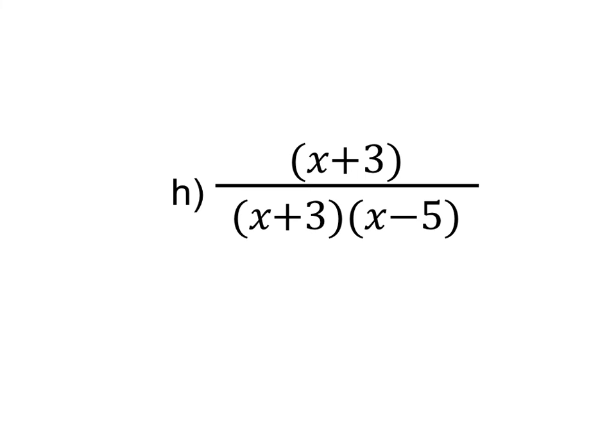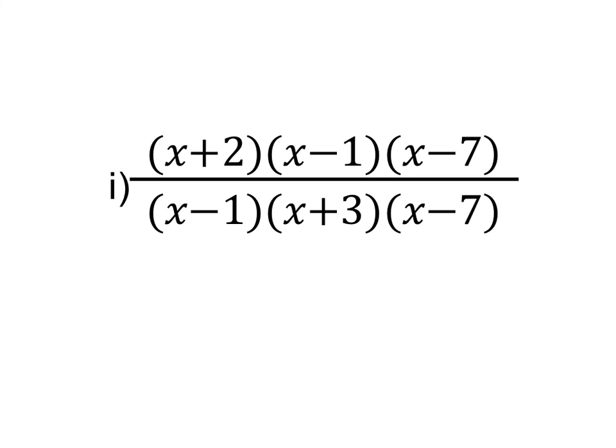Okay, what do you see on this one that cancels? I see the x plus 3. So what are you left with on top? 1 over, and you have to have the 1 on top for this one. It does matter. And then you have x minus 5. Parentheses are optional in your denominator.